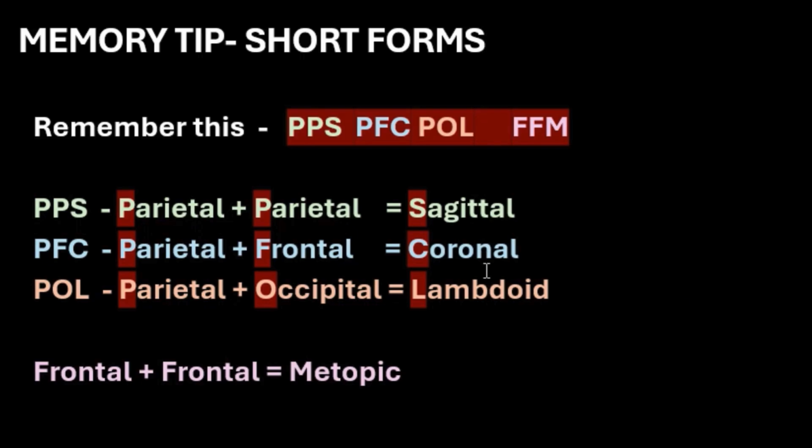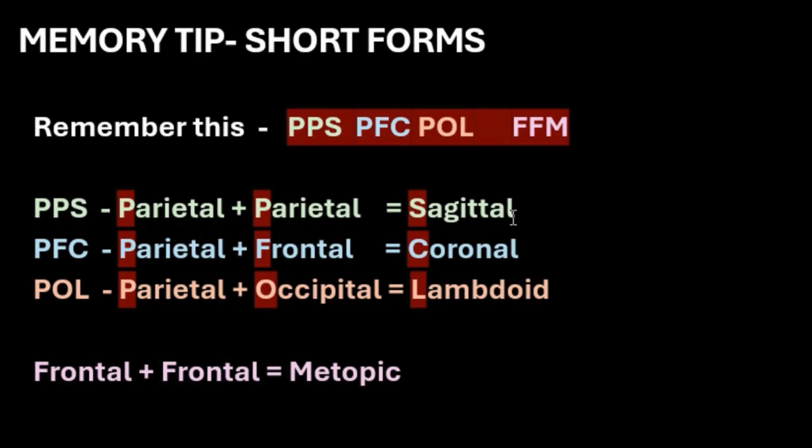The sutures: sagittal, coronal and lambdoid suture, where it is located, and metopic also added. So PPS, PFC, POL, FFM. This is the short code you have to remember for remembering the important sutures. PPS, PFC, POL, FFM. Let us see what is that.